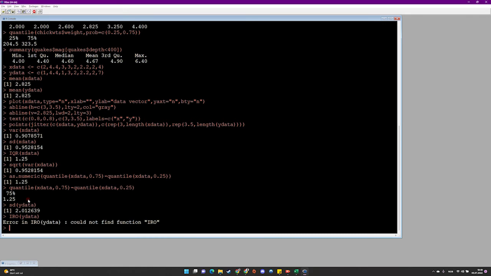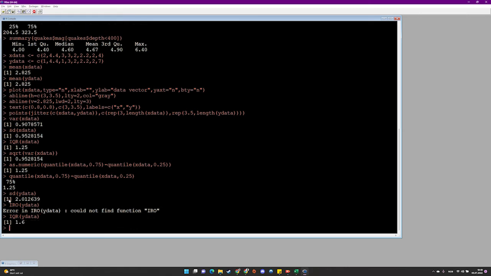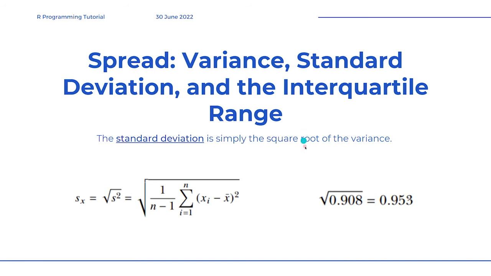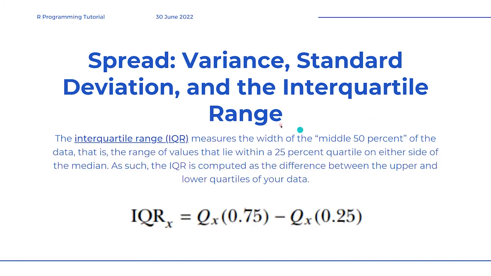Oh, IQR, sorry. IQR. 1.6. So yeah, that's how we compute variance, standard deviation, and IQR. Those are spread concepts in statistics, or ways to compute for the spread in statistics. So interquartile.